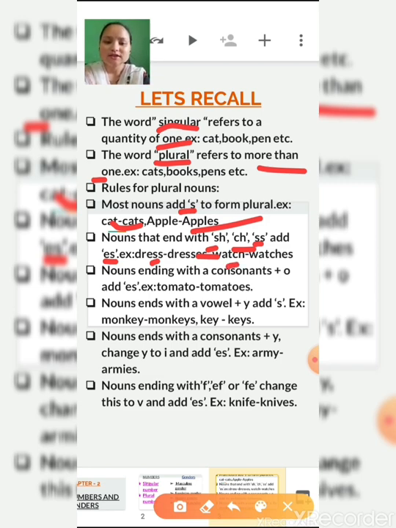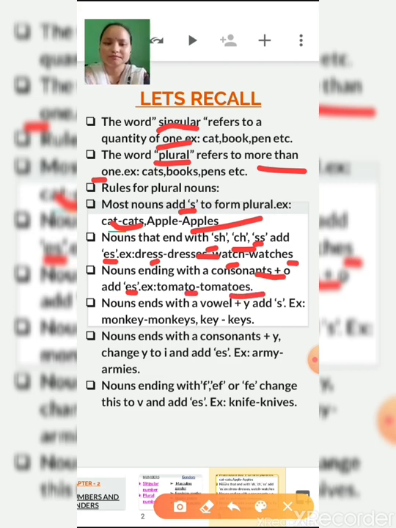Same with watch. It is ending with ch. What have we added in the plural one? Es. Now what has it become? Watches. Okay. Next rule, nouns ending with a consonant plus o. I have told you, children, about consonants and vowels. Vowels are a, e, i, o, u, and the rest of the alphabets are your consonants. So nouns ending with a consonant plus o, add es. Example, tomato, tomatoes.